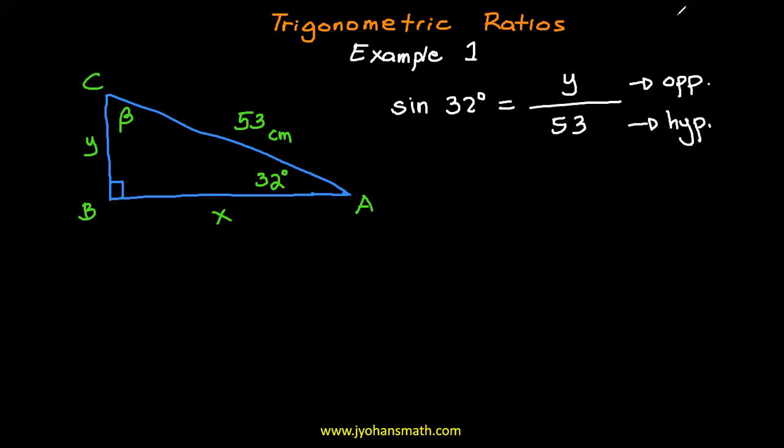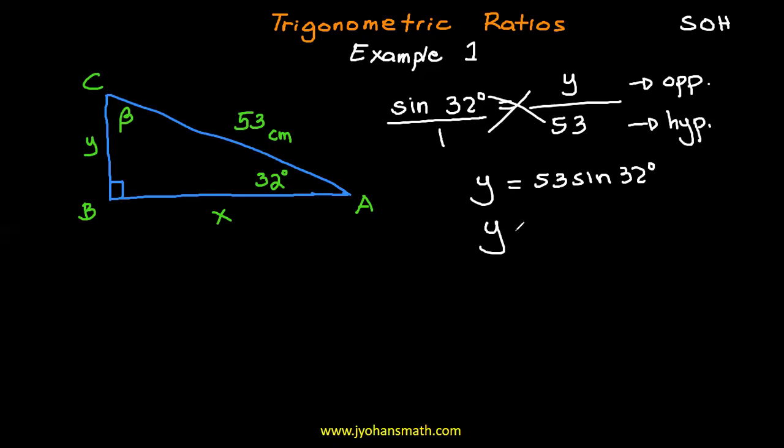And this confirms the formula that we can remember, where we have SOH, and sine 32 degrees is equal to the opposite side over the hypotenuse. Now sine 32 degrees is all over 1. Then we cross multiply them together. So y times 1 is y, and 53 times sine 32 degrees.